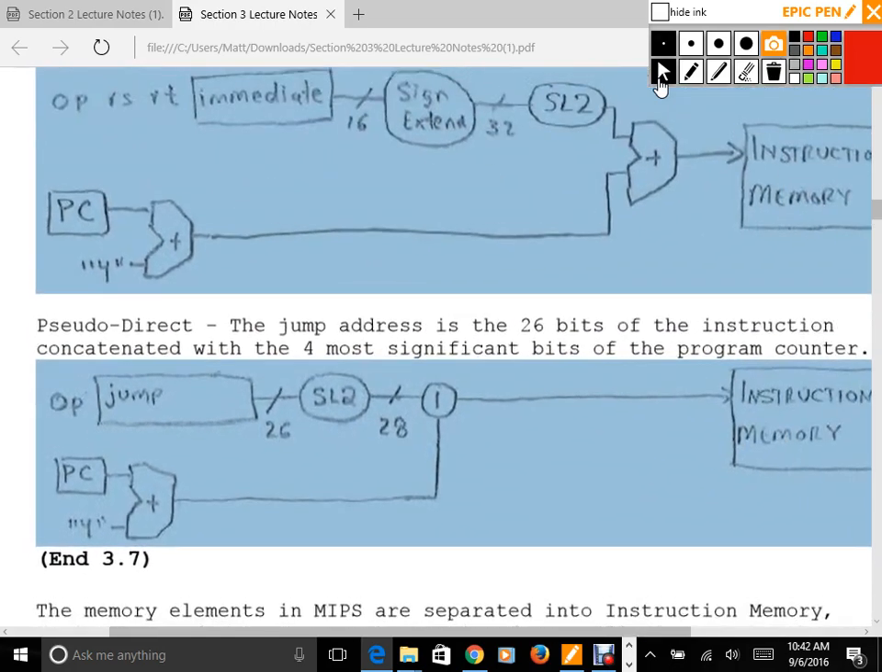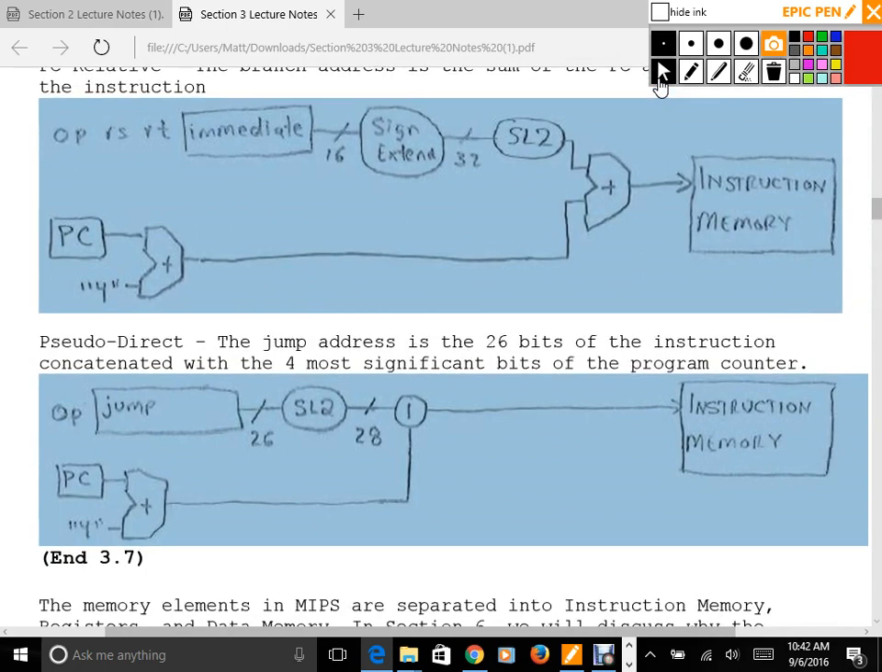So I'm going to zoom out. Let me read the definition. The jump address is the 26 bits of the instruction concatenated with the 4 most significant bits of the program counter. So what does concatenation mean? Does anybody know what concatenation means? Okay, so concatenation means I can take the 4, let's say this is 0, 1, 0, 0, the 4 most significant bits of the program counter. I can copy these 4 and append them to the front of your 26 bits. So that's known as concatenation.